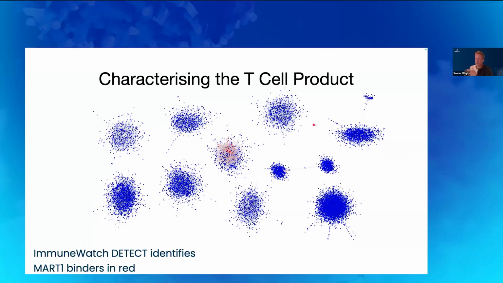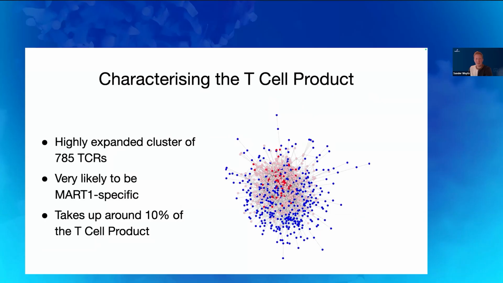Now, if we run ImmuneWatch DETECT on this, you can see that 1 cluster will pop up here that we identified using our tool. And these are clonotypes that map to MART1, with the light red ones showing a medium score, and the dark red ones showing a very, very high annotation score. So this expanded cluster of 785 TCRs, we believe that it's very likely to be MART1 specific, and actually takes around 10% of the whole T-cell product.